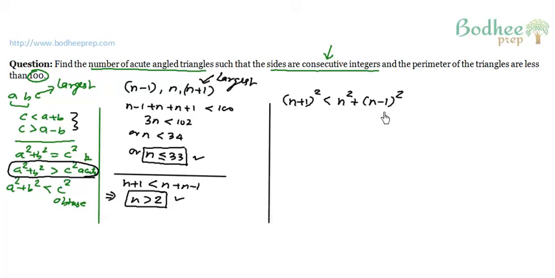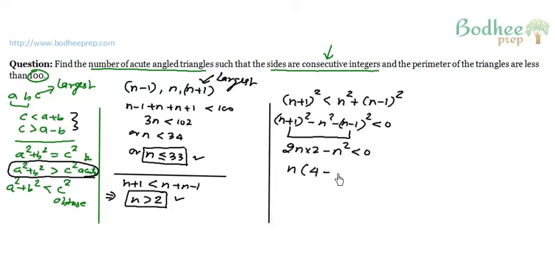So let me bring everything from the right hand side to the left hand side. We are left with n plus 1 whole squared minus n squared minus n minus 1 whole squared is less than 0. For simplification, if I take the first and last together, it is a squared minus b squared, so it will be a minus b into a plus b, which comes out to be 2n into 2 minus n squared should be less than 0. On further simplification, I get that n into 4 minus n should be less than 0. So this is the constraint for the triangle to be an acute angle triangle.